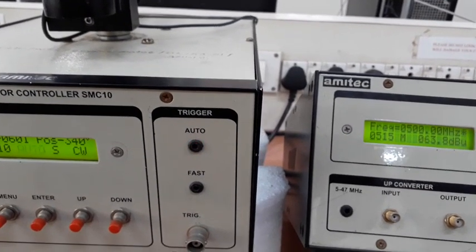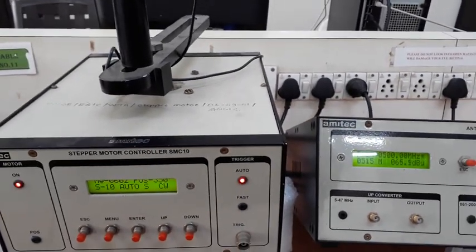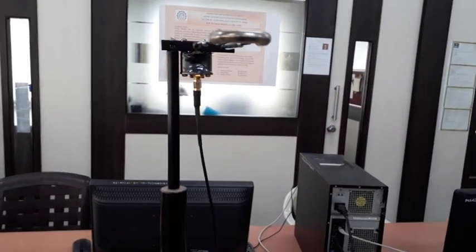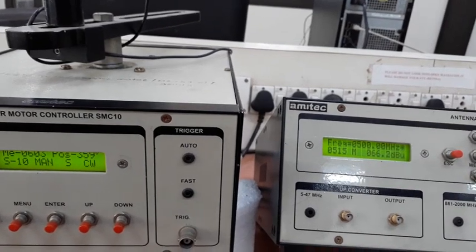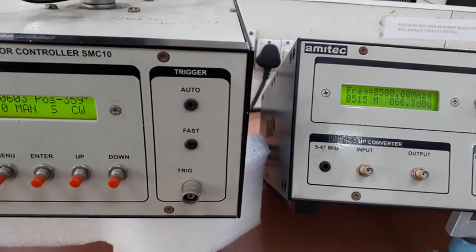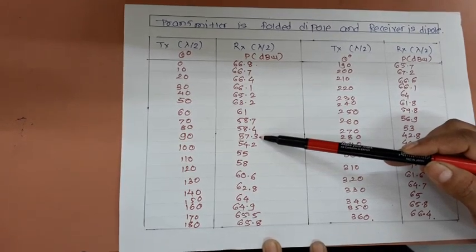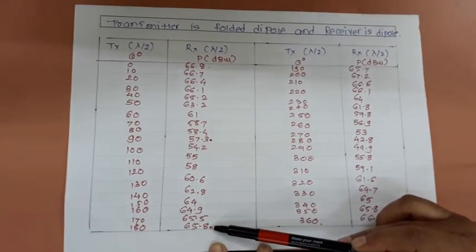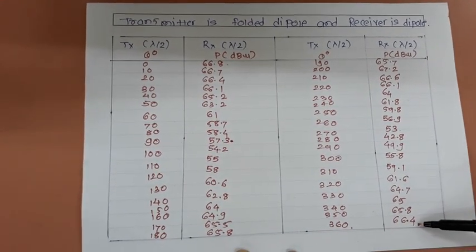330 is 64.7, 340 is 65, 350 it was 65.8, and I can see here for the last reading, 360, I am getting 66.4 dB. So we have taken all the readings when your transmitter is folded dipole and your receiver is a dipole. So you can see for 0 degree I have observed 66.8, for 90 57, for 180 I have got 65.8, for 270 it's 53, and for 360 66.4.